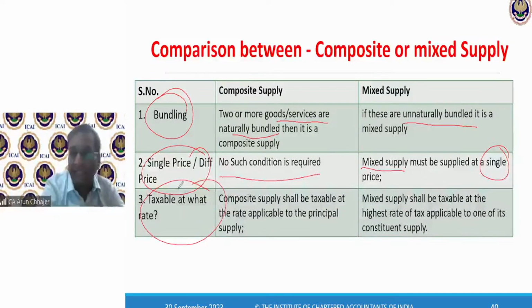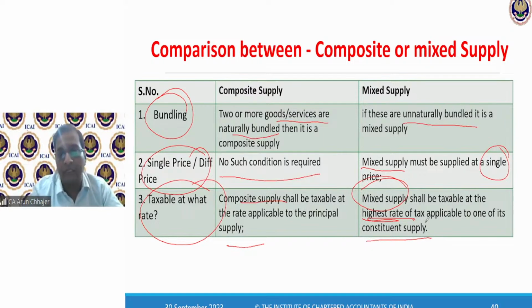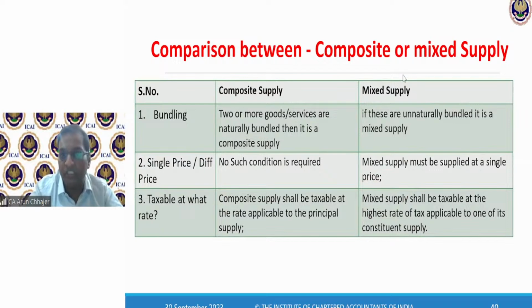And what is the tax rate? In case of the composite supply, it would be taxable at the rate applicable to the principal supply. And in case of the mixed supply, it shall be taxable at the highest rate of tax applicable to any one of its constituents. So by this, we have discussed the composite supply.